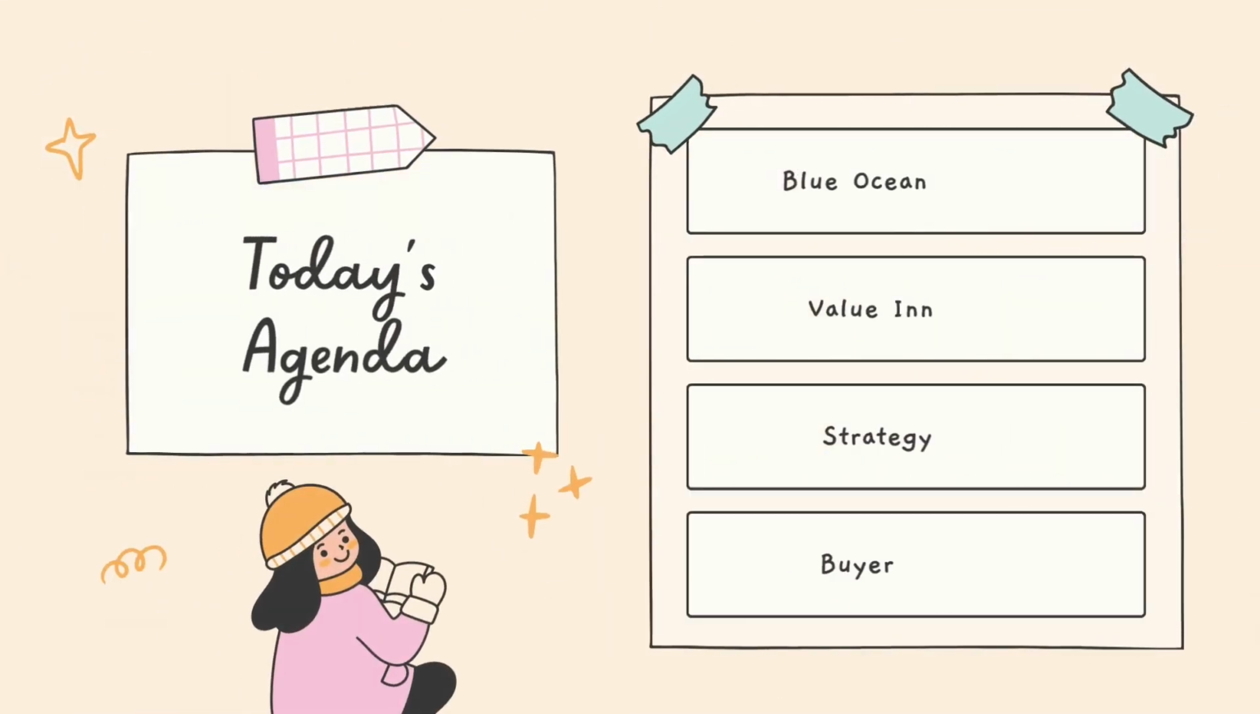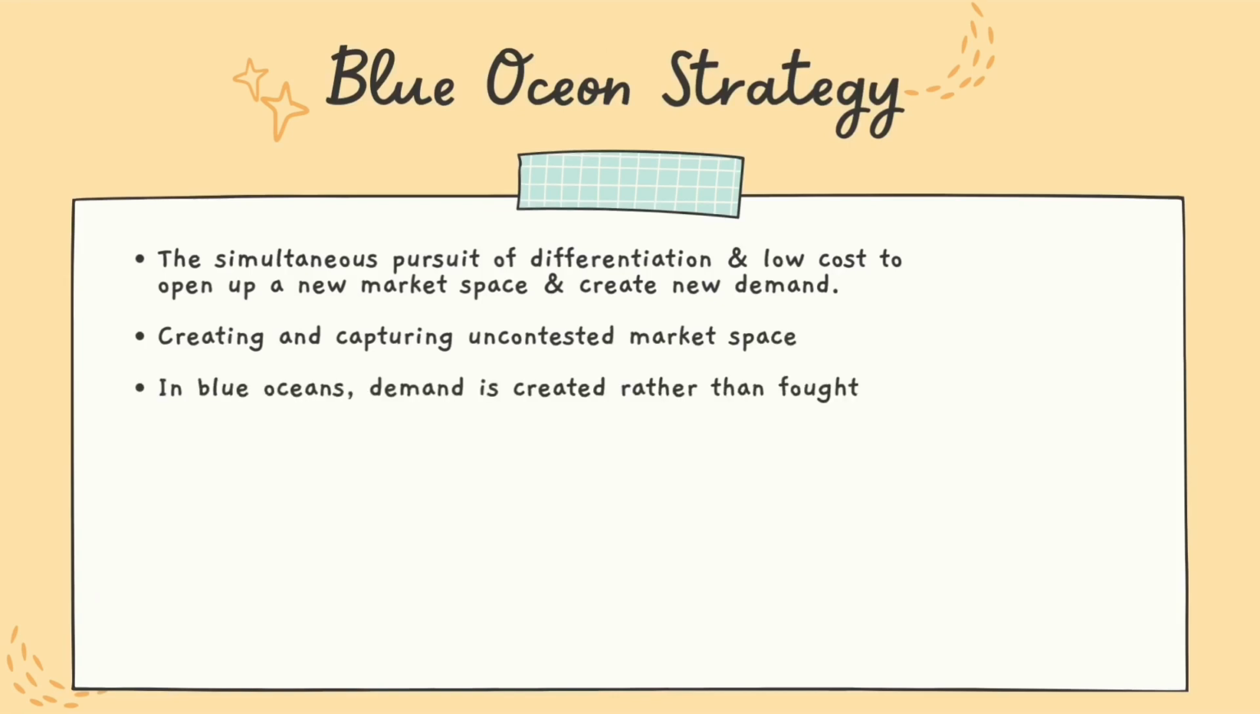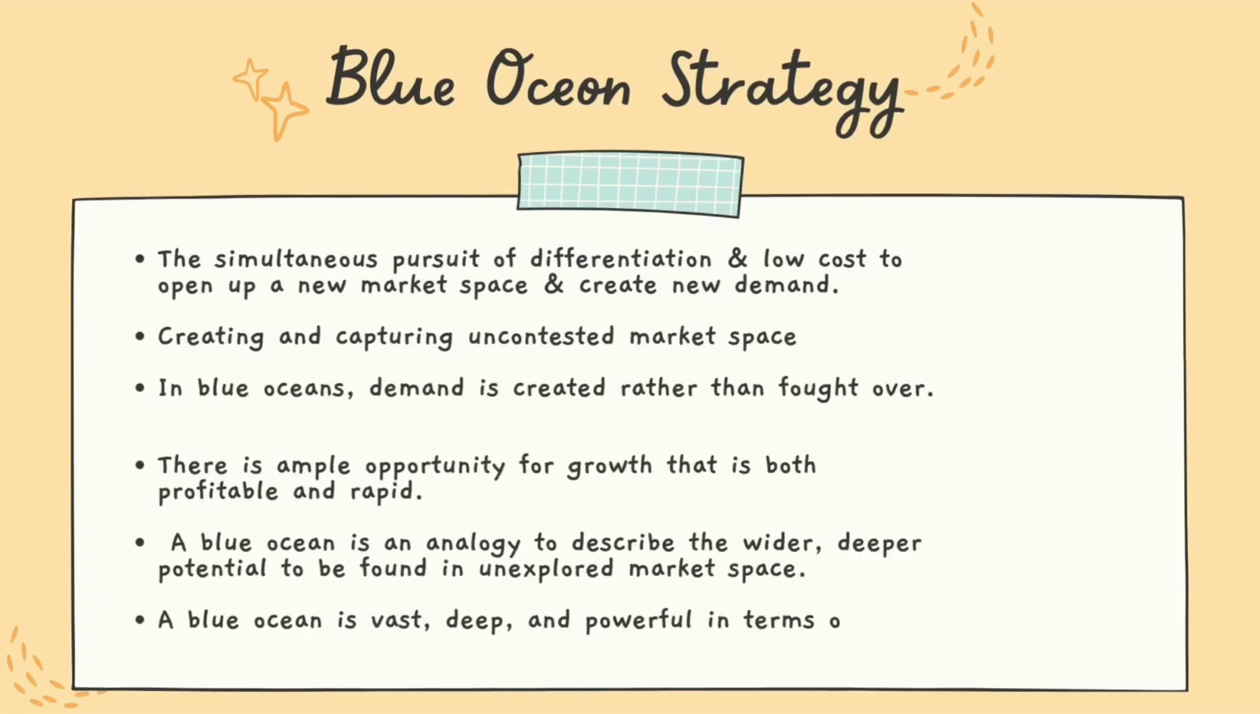In this video, I will explain about Blue Ocean strategy, value innovation, strategy maps and also buyer utilities. Blue Ocean strategy is the simultaneous pursuit of differentiation and low cost to open up a new market space and create a new demand. It is about creating and capturing uncontested market space, thereby making the competition irrelevant. It is based on the view that market boundaries and industry structure are not given and can be reconstructed by the actions and beliefs of industry players.